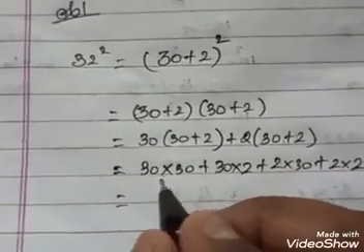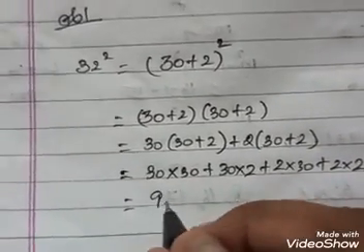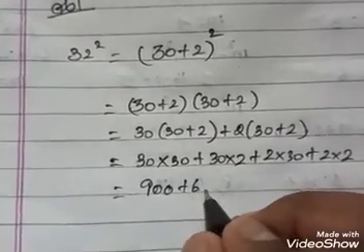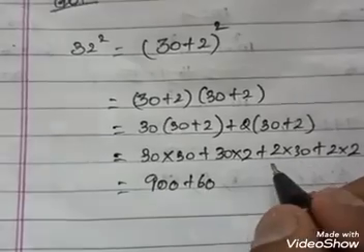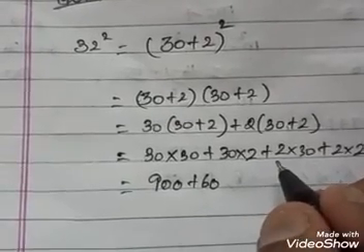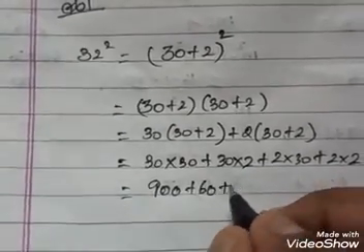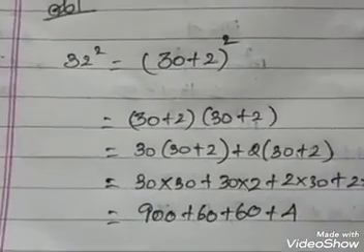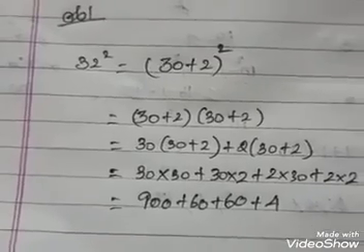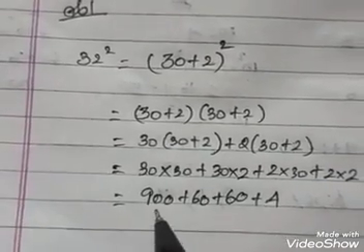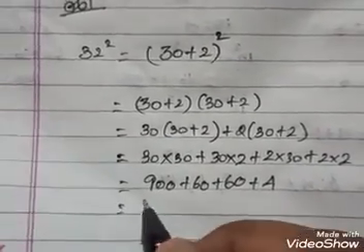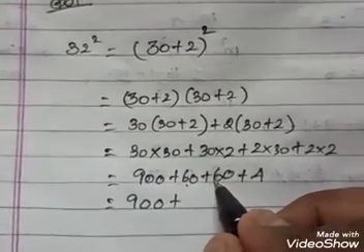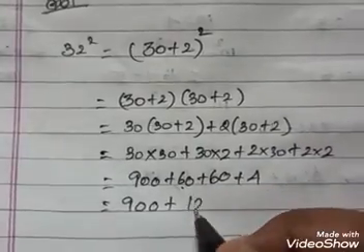Okay, now 3 3s are 9, 2 0 is there, plus 3 2s are 6, 1 0 is there, 2 3s are 6, 1 0 is there, plus 2 2s are 4. So now you need to add this 4 value. So 900, before that you keep it as 900 plus 60 plus 60, 120, 120 plus 4, 124.